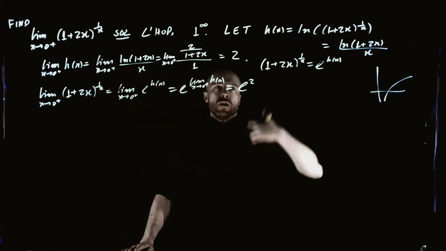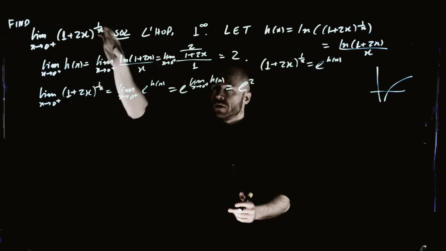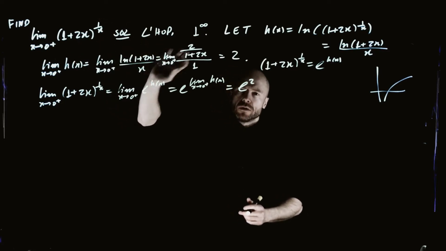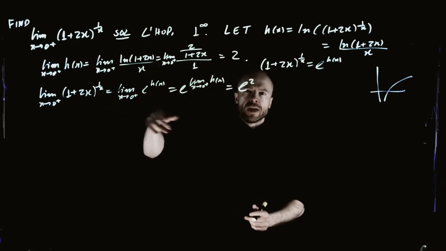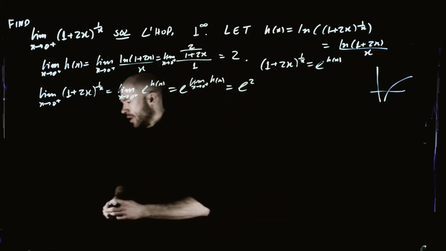And then the other thing to remember is whenever we see a function to a power of another function, we're not going to deal with it directly. We're going to take the log, deal with that, find whatever we need to find, and then unwrap it by composing it with e.